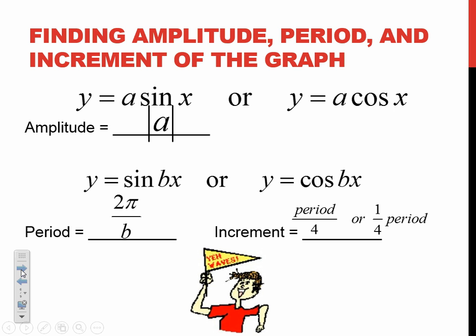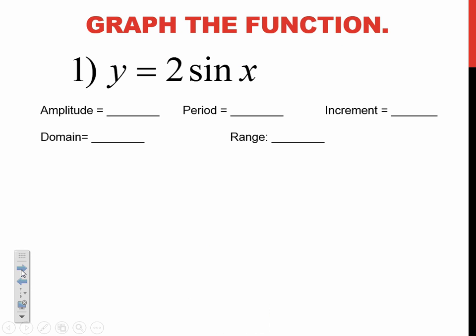All right, ladies and gentlemen, this is where your colored pencils are going to come in handy. We are going to start graphing. Okay, before we start graphing anything, we have to find the amplitude, the period, and the increments. Now, to find the amplitude, we're going to take the a, what comes in front of our sine and cosine, and we're going to take the absolute value of it.